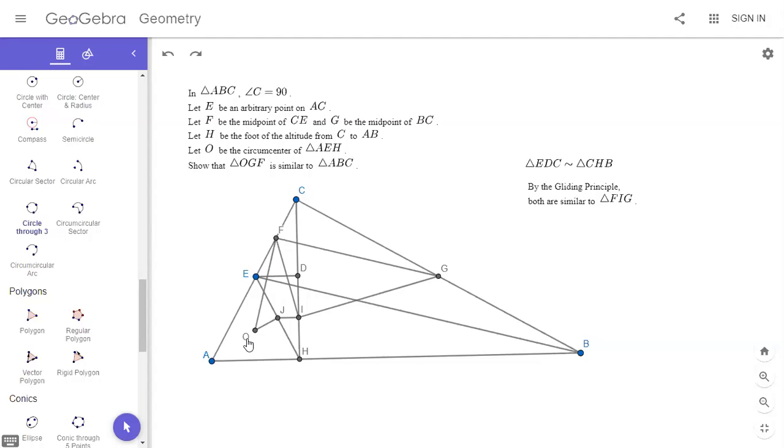OJ perpendicular to EH. So, or OJ is perpendicular to EH. Yeah, so that's one condition. So OJ is parallel to IG. Okay, so I think, yeah, if we can show that angle OJI, or hold on one sec.